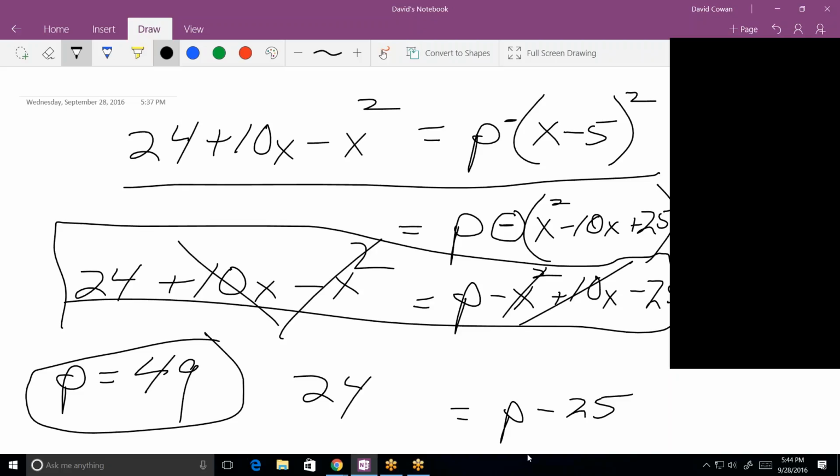Okay? But this is quite unusual. Usually you cannot solve for a variable if you have two variables and only one equation. Like I said, the only reason we were able to is because the x squareds went away and the x's went away. And we were left with nothing but a p and two numbers.